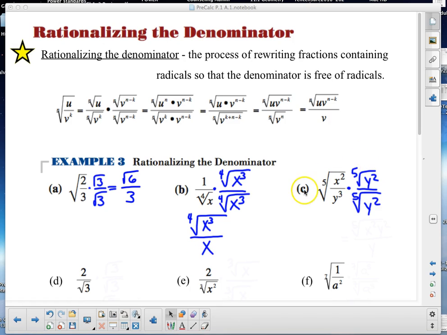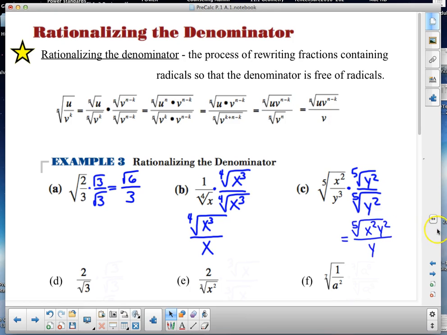Let's step through C. Remember, this is y to the third, okay? Well, this is y to the second. Y to the third, y to the second, y to the fifth. So then I'll be able to take out a y. I multiply top and bottom based on what I need to extract the square root, or get rid of the radical on the bottom. I don't worry about what's on top, I worry about what's on the bottom. So y to the second makes that y to the fifth, and I'll be able to extract the y out from underneath the radical. So I multiply that out, and my answer is here.